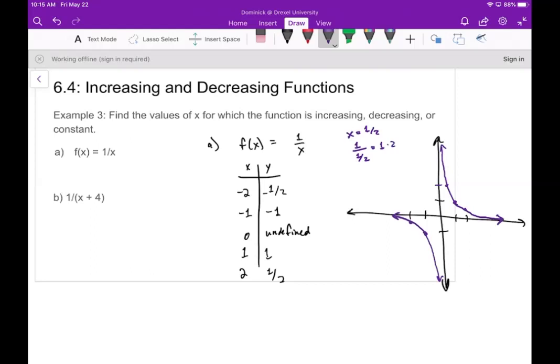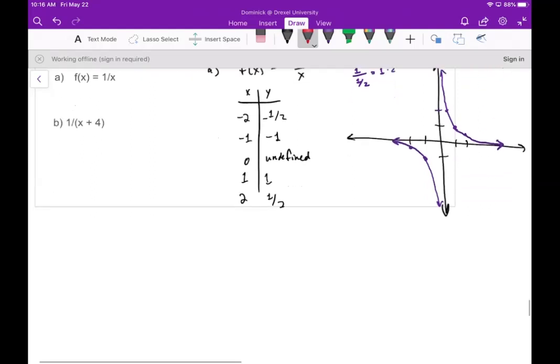And then, of course, this function is decreasing in 2 separate pieces. It's decreasing from -infinity to 0, and you will union that with 0 to infinity. And of course, we can't say that it's decreasing the entire time because at 0, it's undefined. So we can't say anything about what happens at 0. So that's sort of a break in the action there.